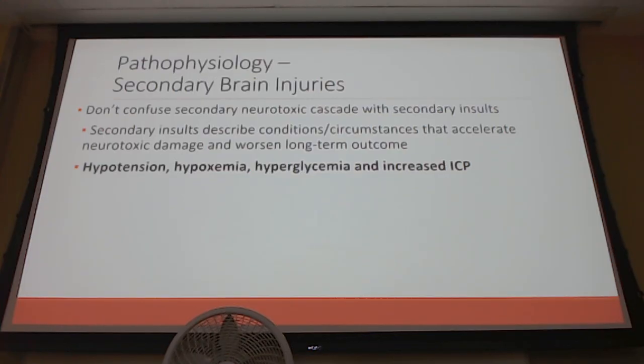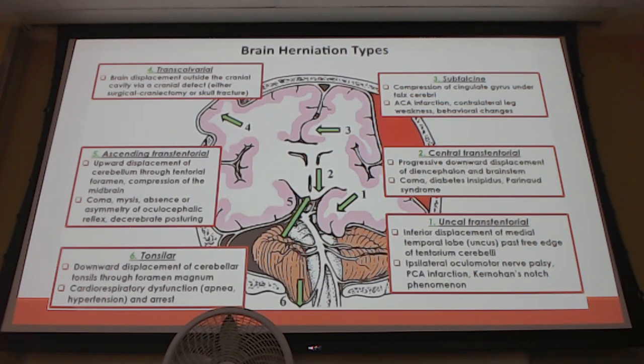To make sure we're managing that, we like to say norm-o-everything. So we want normotension, normoxia. I don't know if normoxia is a word, but we're going to say it. And then we want to prevent any hyperglycemia, anything that can increase that ICP, so we can avoid worsening outcomes in these patients.